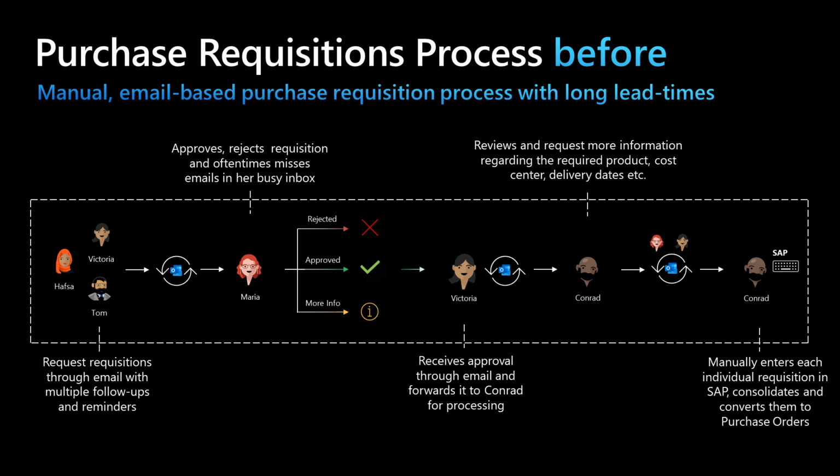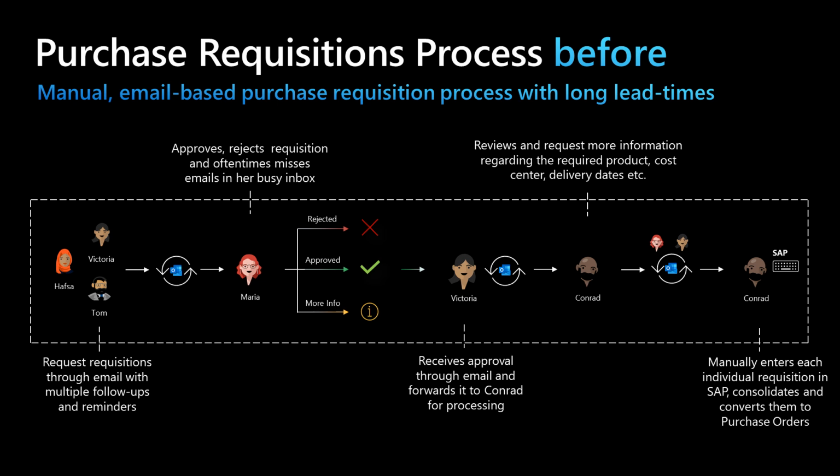Maria then approves, rejects, and oftentimes misses the request because it goes unnoticed together with the other hundreds of unread emails in her inbox. But let's say she approves the request and replies to Victoria. Victoria then forwards the email to Conrad, who is the regional purchaser, for processing. So Conrad reviews and requests more information regarding required product, cost center, delivery dates, and so on. This communication is then of course going back and forth again between Victoria and Conrad, and maybe even involving the store manager Maria.